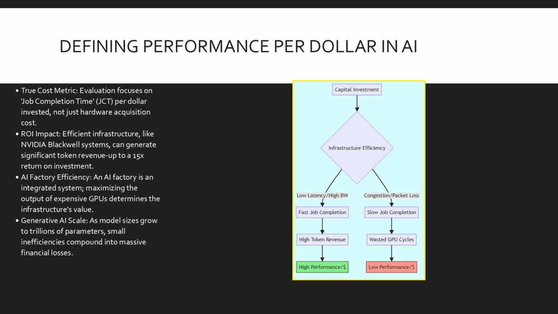This flowchart traces the path of your investment. Starting with capital investment, the critical variable is infrastructure efficiency. If the network provides low latency and high bandwidth, you achieve fast job completion, leading to high token revenue and excellent performance per dollar. Conversely, network congestion leads to slow job completion. This results in wasted GPU cycles, expensive hardware sitting idle, which ultimately drives down your performance per dollar metric.